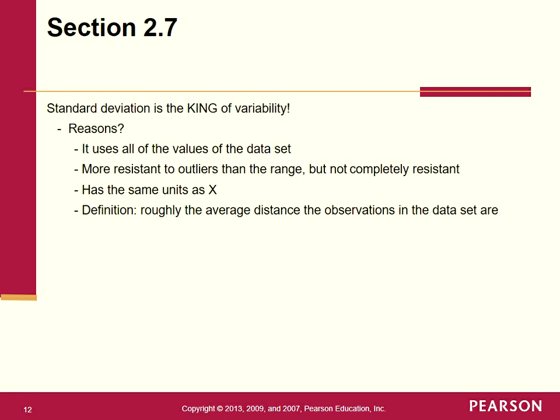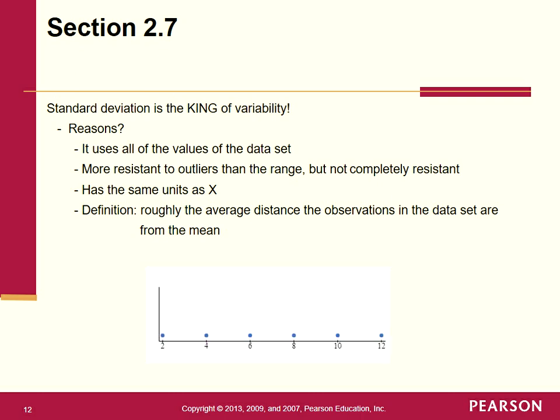Now, let's talk about the definition of the standard deviation. This is important here. It is roughly the average distance the observations in the data set are from the mean. So it's roughly the average distance when looking at all the observations are from the mean.